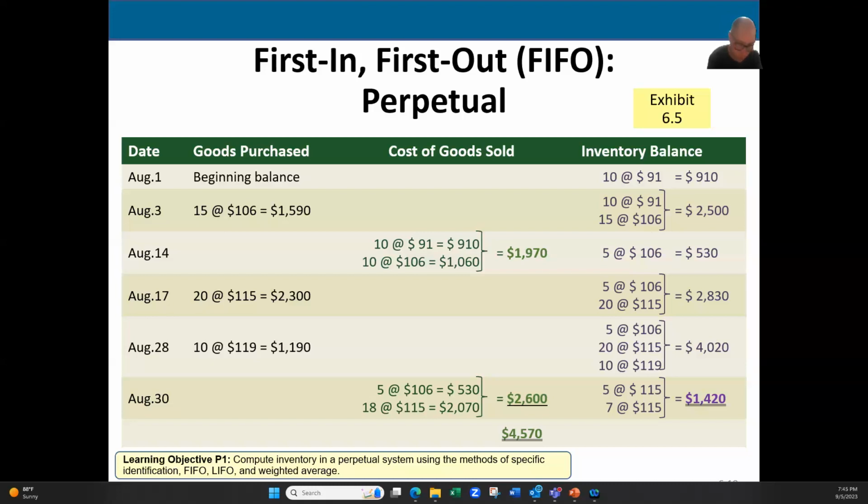Looking at my notes. Wait a second. Plus the 2,600. Oh, okay. Yep. So the income statement would reflect $4,570, and its ending inventory would be reported on the balance sheet as 1,420. So those amounts are correct, but it's just the other inventory is not. Yes, that is correct. It should be 18 at 115. Yeah, that's correct.